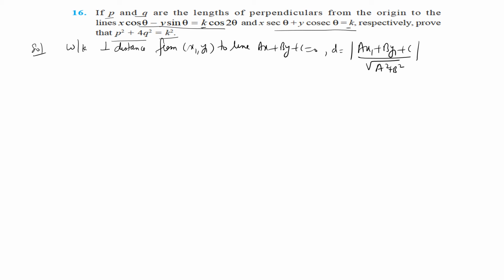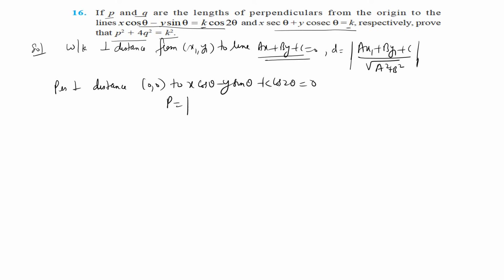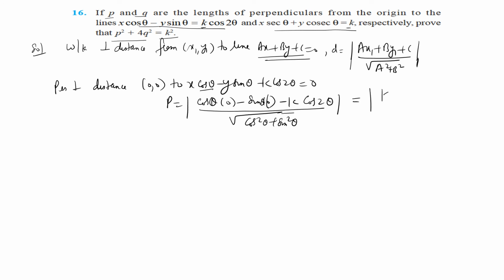Okay. So here we see that p is the perpendicular distance from this point origin to the line x cos theta minus y sin theta minus k cos 2 theta equal to 0, because I need to write it in this form. So this p will be equal to, A here is cos theta into 0 minus sin theta into 0, and it will be minus k cos 2 theta, this divided by cos square theta plus sin square theta. So this becomes k cos 2 theta upon 1, and the rest of the terms are 0. Okay.